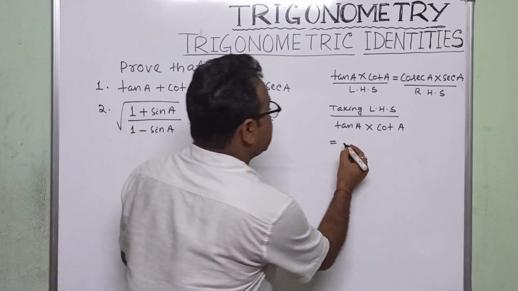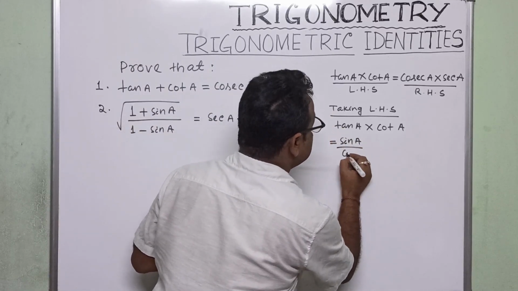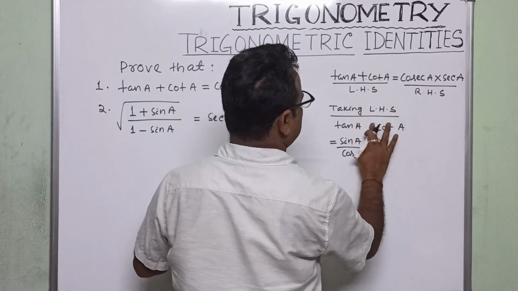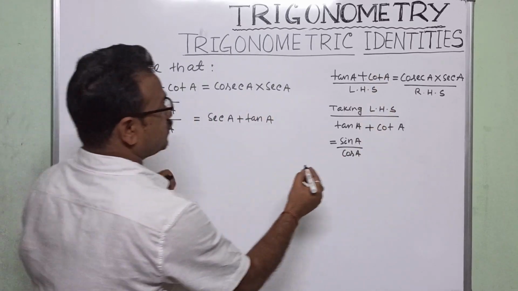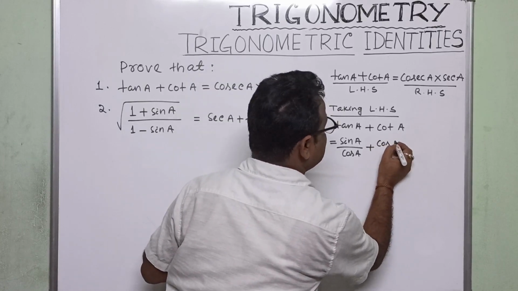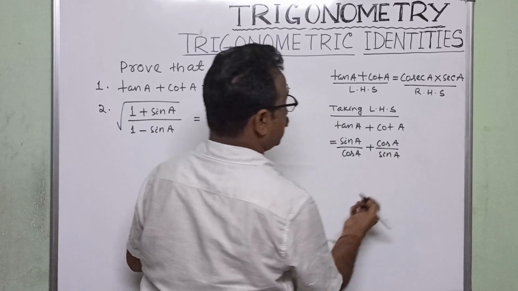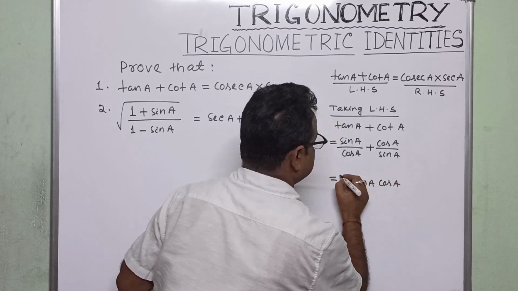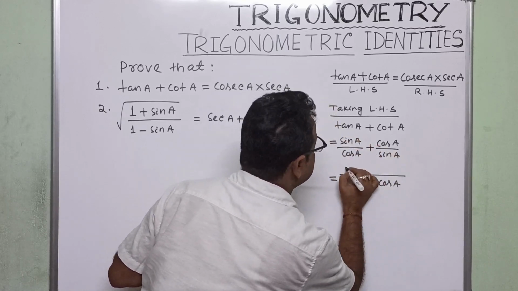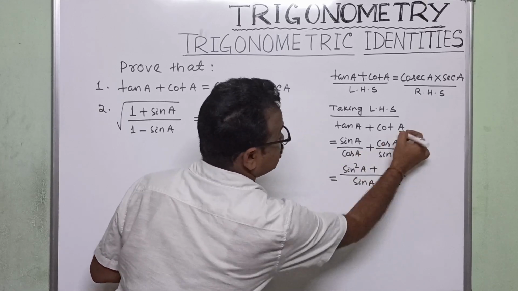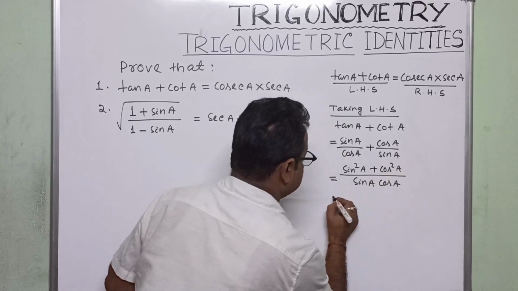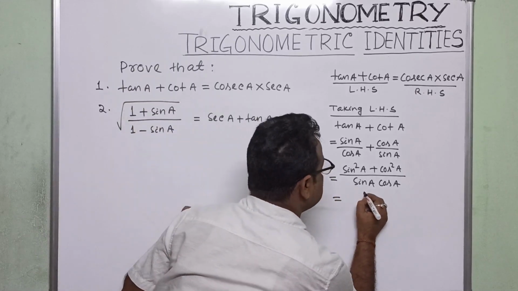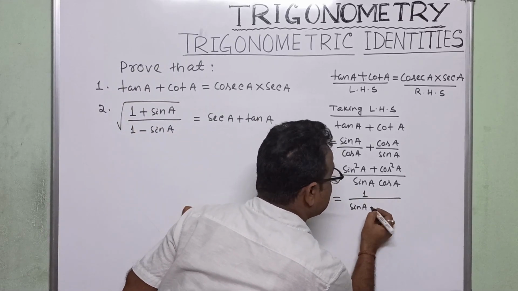So tan A is equal to sin A by cos A, plus cot A, cos A by sin A. The plus sign is given in the question, not into. Now take LCM; LCM here is sin A cos A. So sin square A plus cos square A, that is equal to sin square A plus cos square A over sin A cos A. Sin square A plus cos square A is one identity, equal to 1. So that is equal to 1 by sin A into cos A.